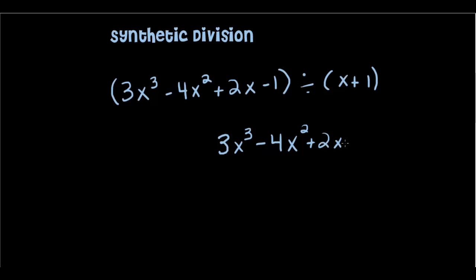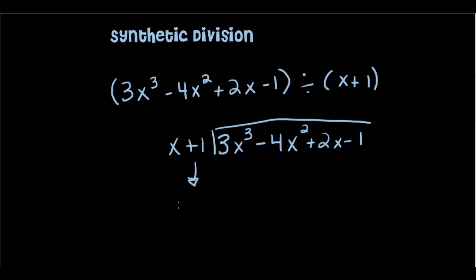What goes outside is called the divisor, in this case x plus 1, and the answer, which usually goes up here, is called the quotient. So how do we perform synthetic division? First, we're going to use the divisor and make x plus 1 equals 0 and solve for x. So then x equals -1.